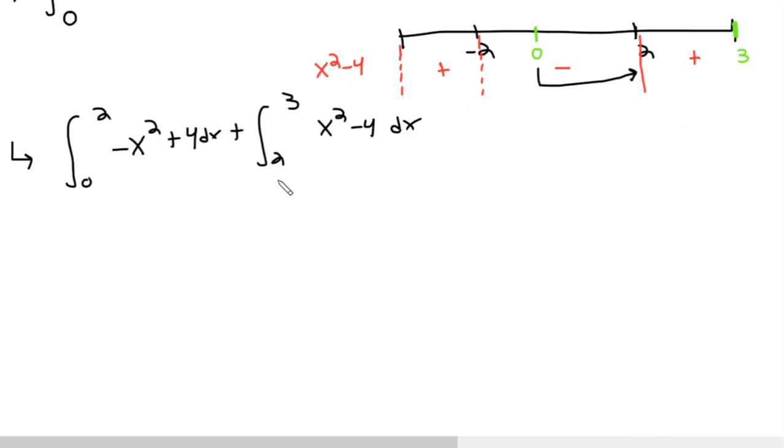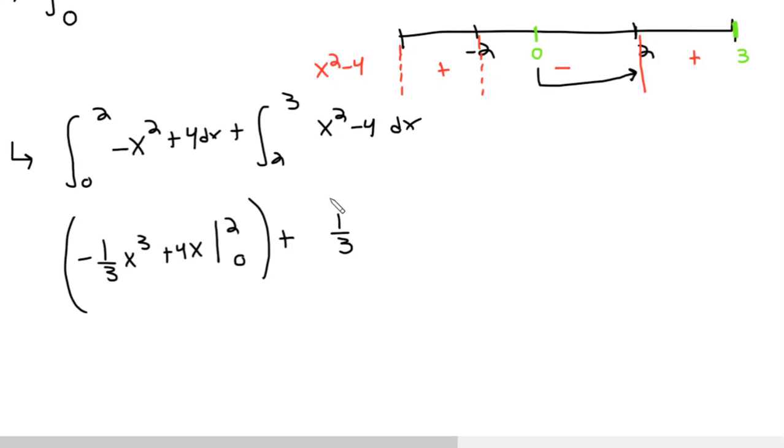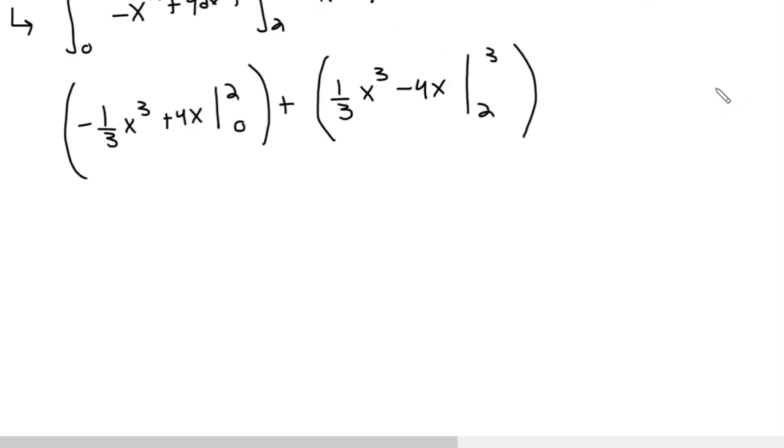Okay. And then now we just take the definite integral. So negative 1/3 x cubed plus 4x, evaluated from 2 to 0, plus, and I'll write parentheses around this so it's a little easier to see, 1/3 x cubed minus 4x from 2 to 3. Okay, and then I just have to plug all of this stuff in.